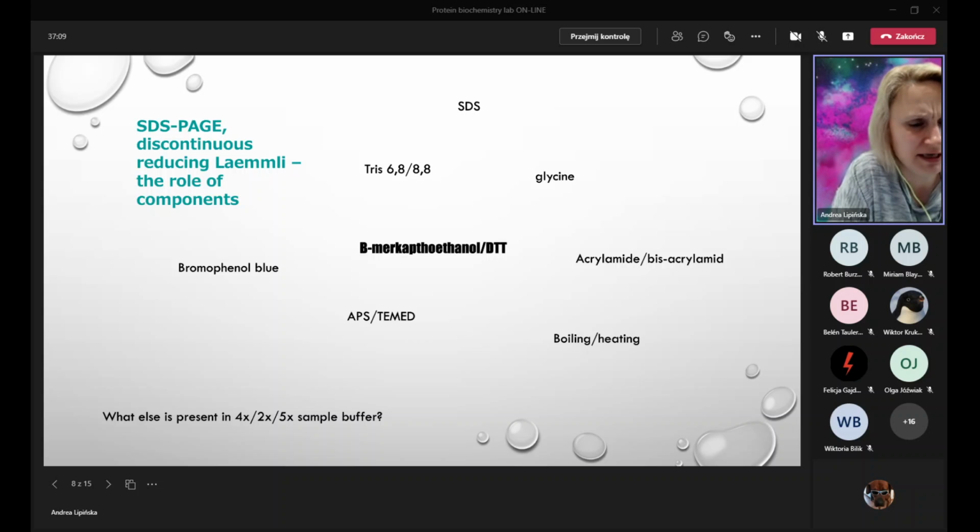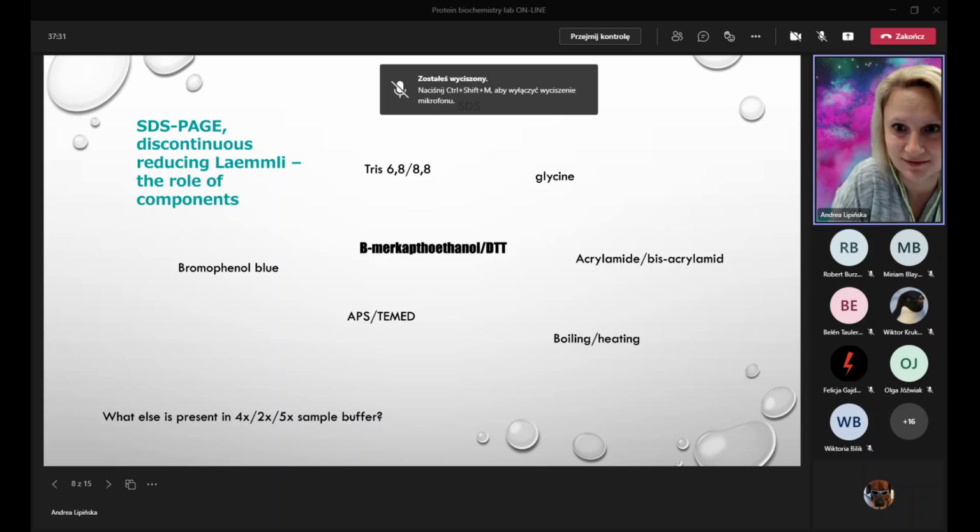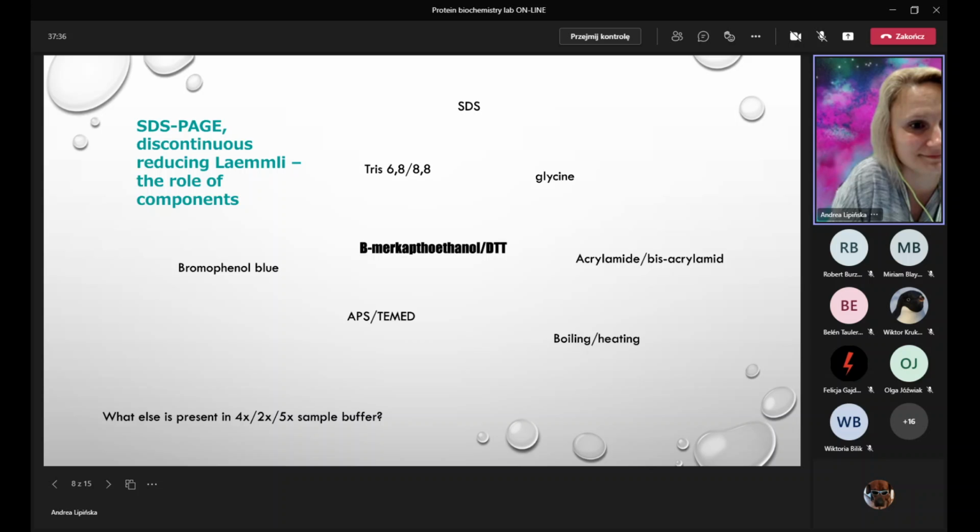Okay, and why is it called Laemmli? Very often you will see that this is Laemmli buffer or Laemmli system. What does it mean, Laemmli here? Because of the person who discovered it or improved it? Yeah, this is the name of the person, the guy that invented the system.